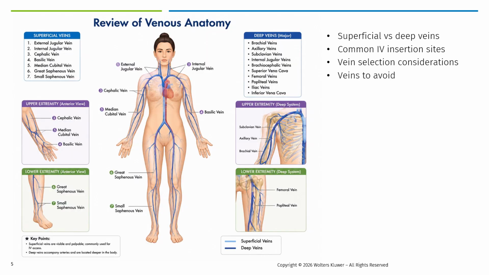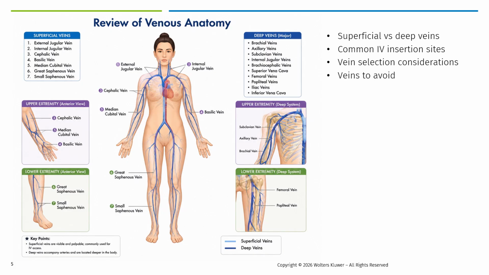Before we discuss IV access devices, it's important to review some basic venous anatomy because understanding the veins helps us choose the safest and most appropriate site for IV insertion. So when placing a peripheral IV, we primarily use superficial veins. These veins are really close to the surface of the skin. They're easier to see and palpate and are less likely to be associated with major arteries or nerves.